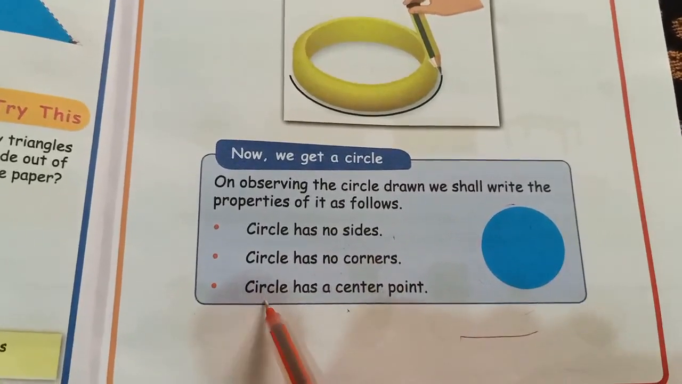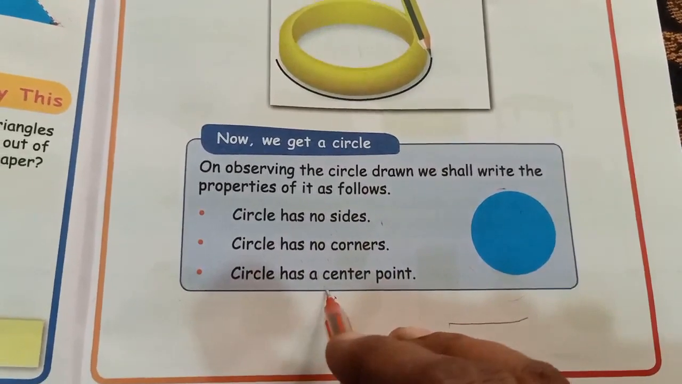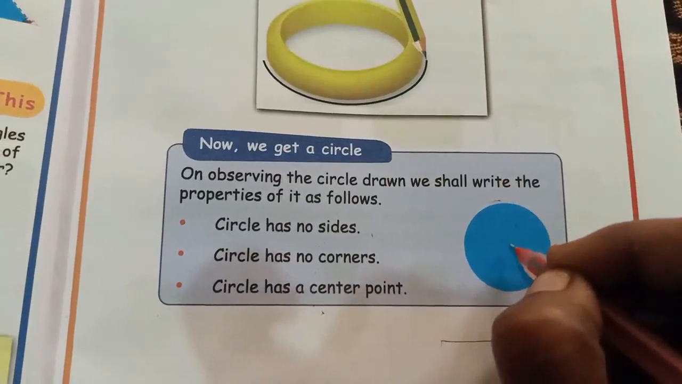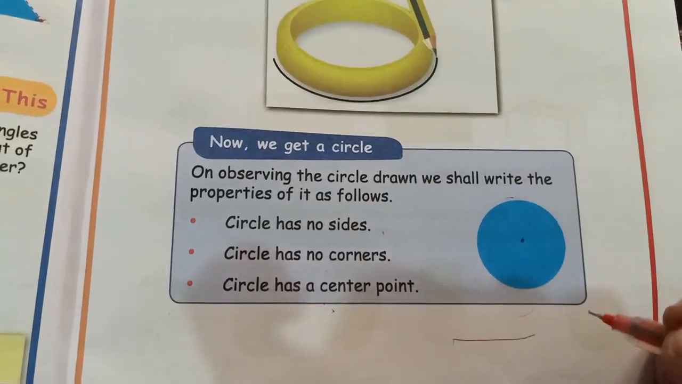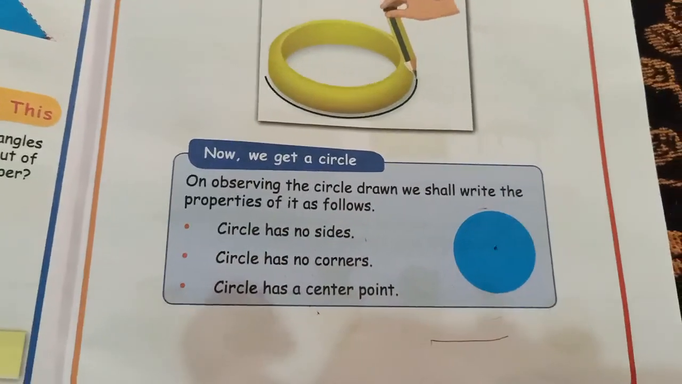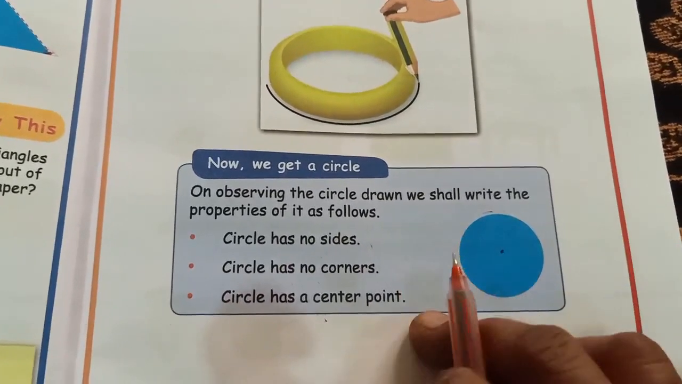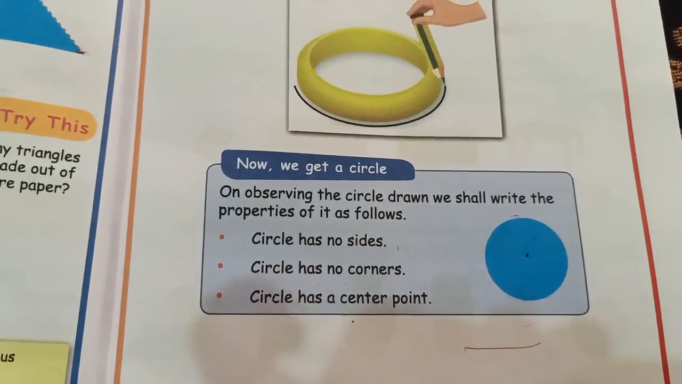Next, a circle has a center point. See what this is? We have one center point. So a circle has one center point, and it is a closed curve. Totally we have three properties.